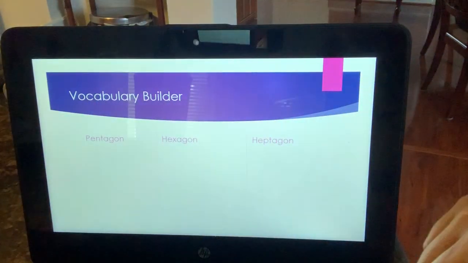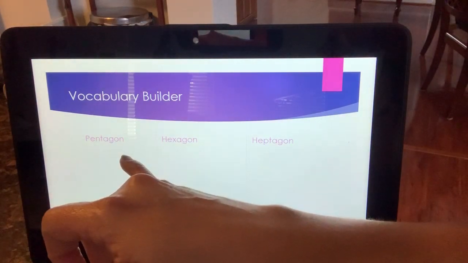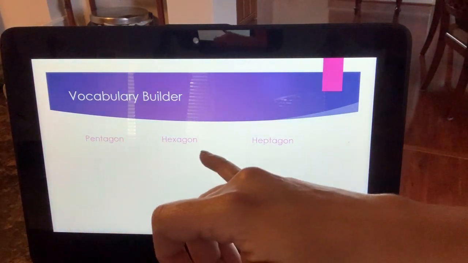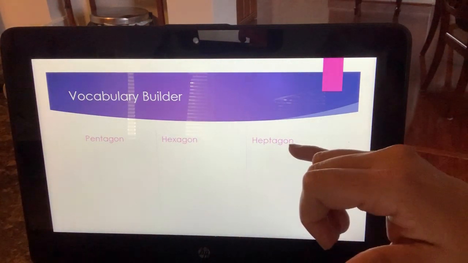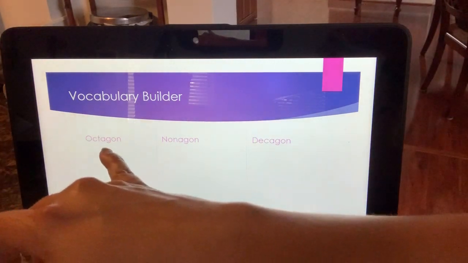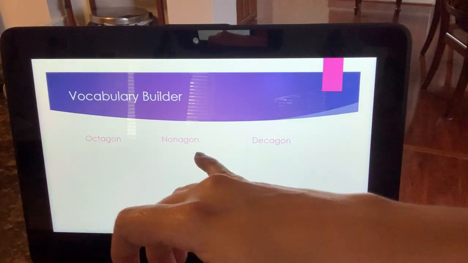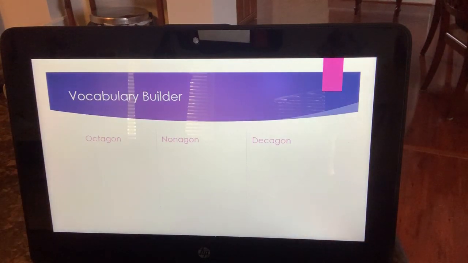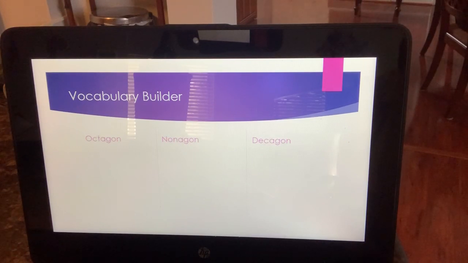Here we have some of the words I want you to also learn. A pentagon is a polygon that has 5 sides. A hexagon is a polygon that has 6 sides. A heptagon is a polygon that has 7 sides, and those are all Greek words, okay, not Greek, I'm sorry, Latin words. They come from Latin. Then you have octagon, 8 sides, nonagon, 9, and decagon, which is a word you already know because we've talked about it when we did measurement, deca, meaning 10.